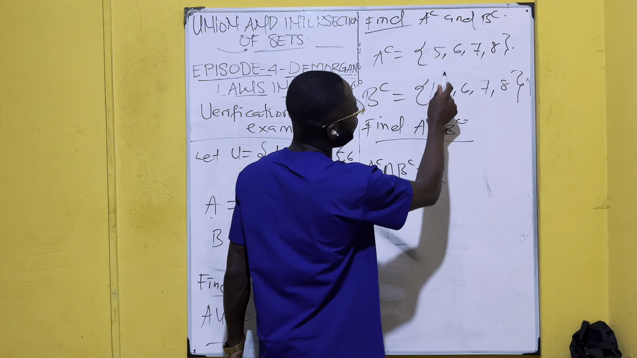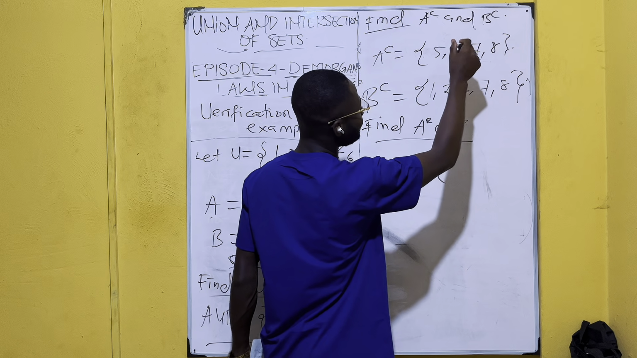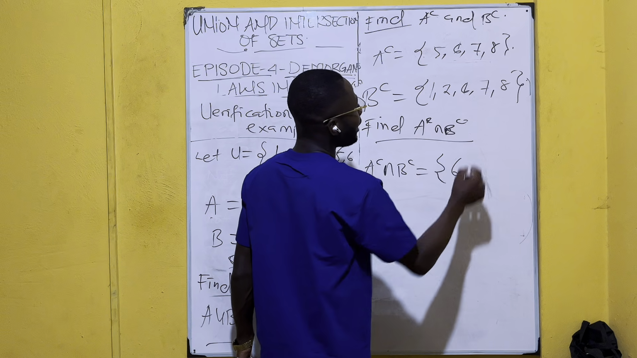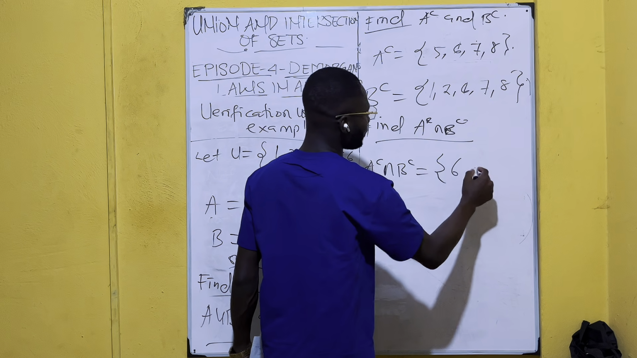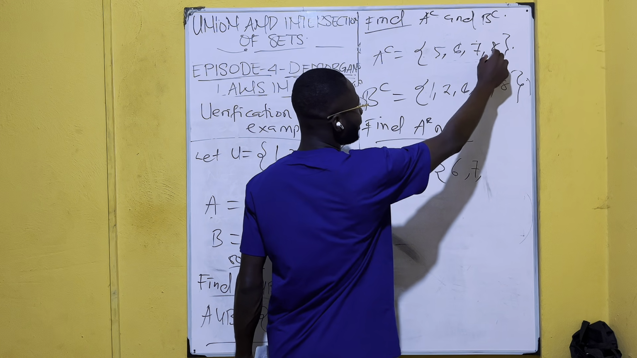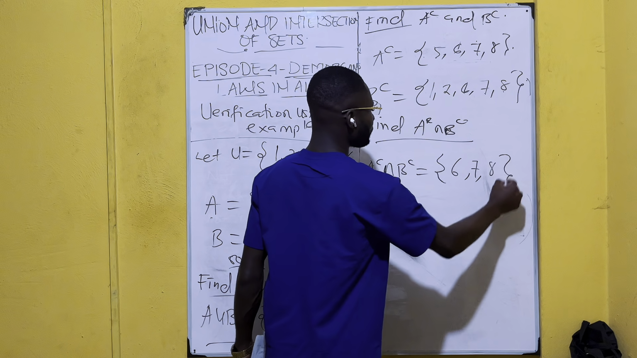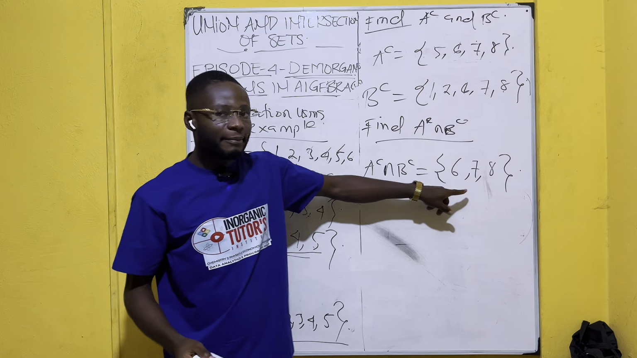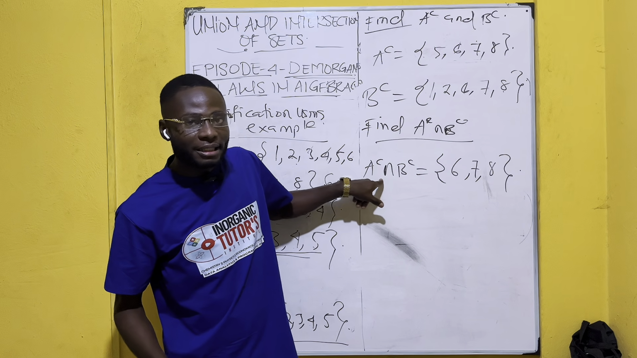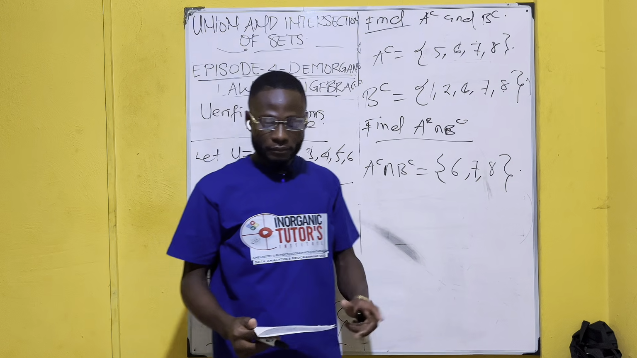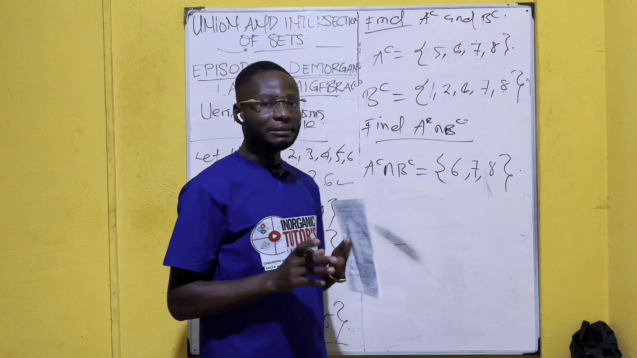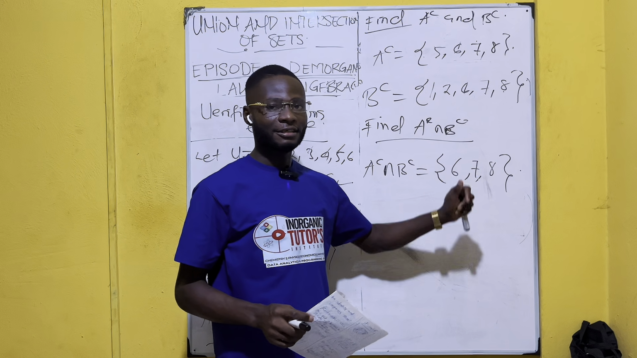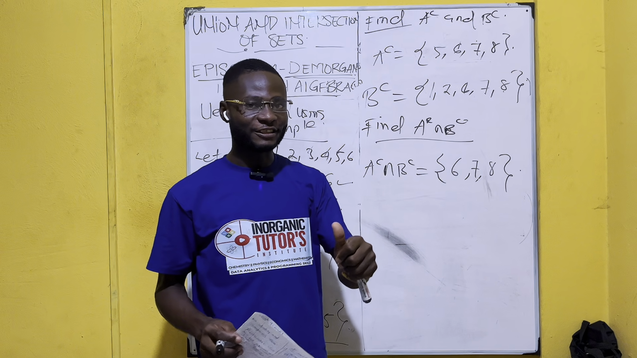Great. So we look at this. I can see 6 here, and I can see 6 here. So we have 6. I can see 7 here and 7 here. So we have 7. I can see 8 here and 8 here. So we have 8. Great. So that is the common element between A complement and B complement. So A complement intersection B complement is 6, 7, and 8. That is well understood, right?